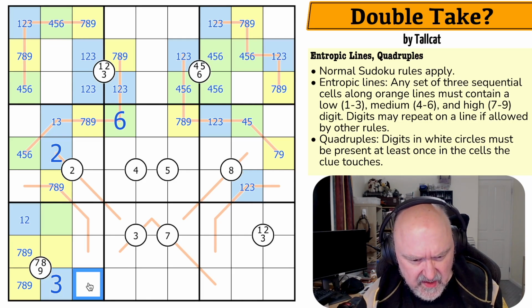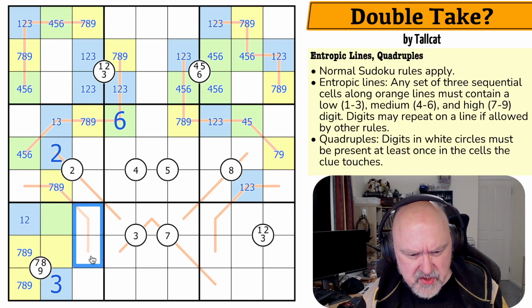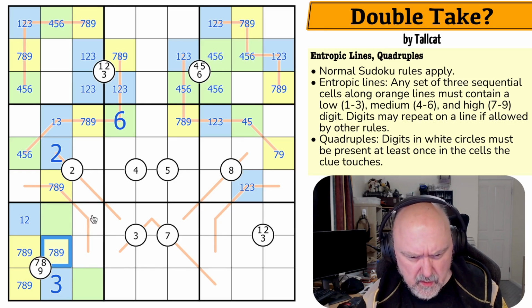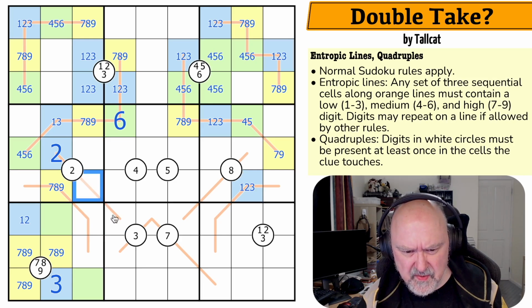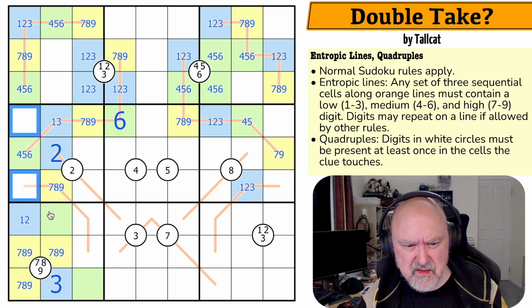That's a little tricky. And there's a 1 or a 2 in here. This is medium now. This is a low and a medium. And this is a high and a medium. But that doesn't tell me. This is a high and a medium. There is a low in one of those and a medium in one of those.